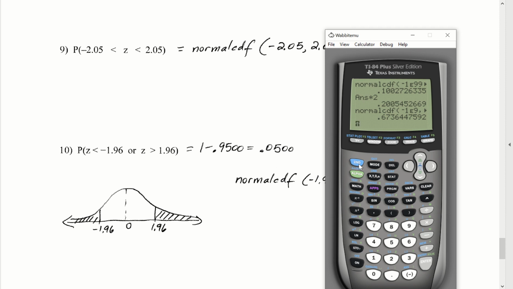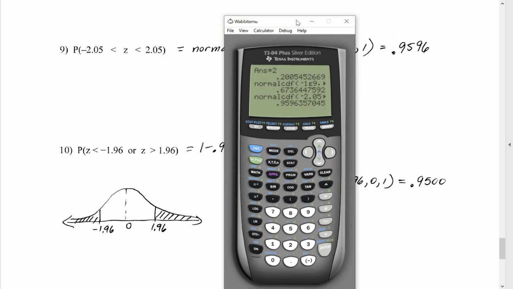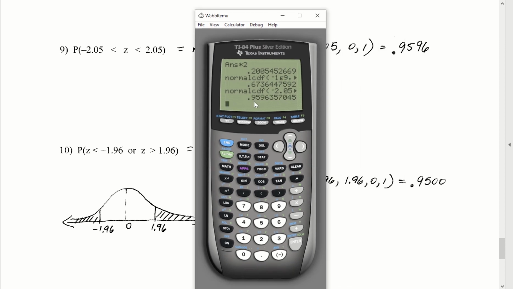To compute it, we would go second distribution, normal CDF. The lower bound of the region would be negative 2.05. The upper bound of the region would be positive 2.05, 0, 1. Go ahead and hit enter, and we would find that that probability to 4 decimal places is 0.9596. So the probability that a z-score is between negative 2.05 and positive 2.05 is about 0.9596.